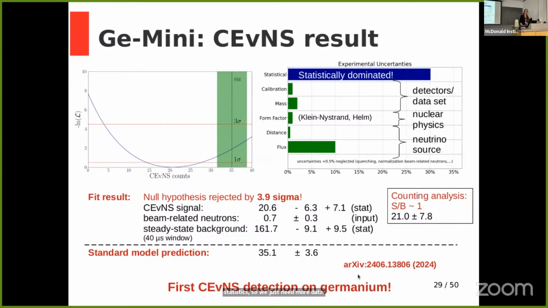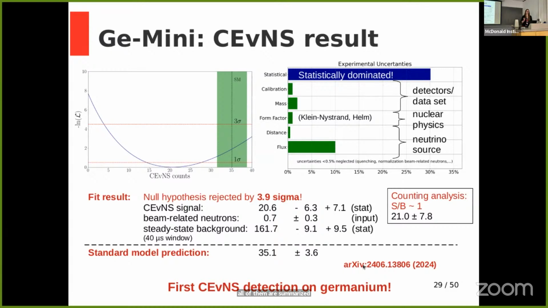It's of course interesting to understand the uncertainties. The statistical uncertainty is up to 30%. It's definitely going to be dominating in the future. The uncertainty of the flux, at 10%, will be more important. And then we have a few other uncertainties, which are small. The largest is the active mass. All of the results are summarized in this publication.